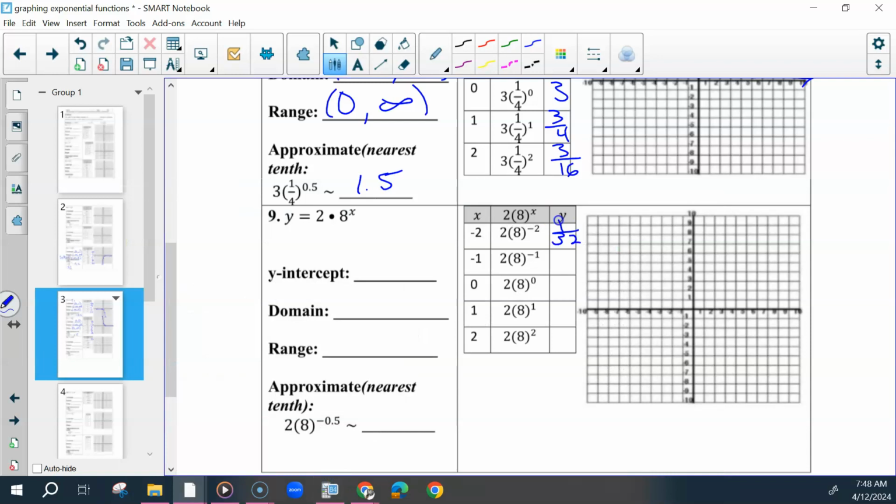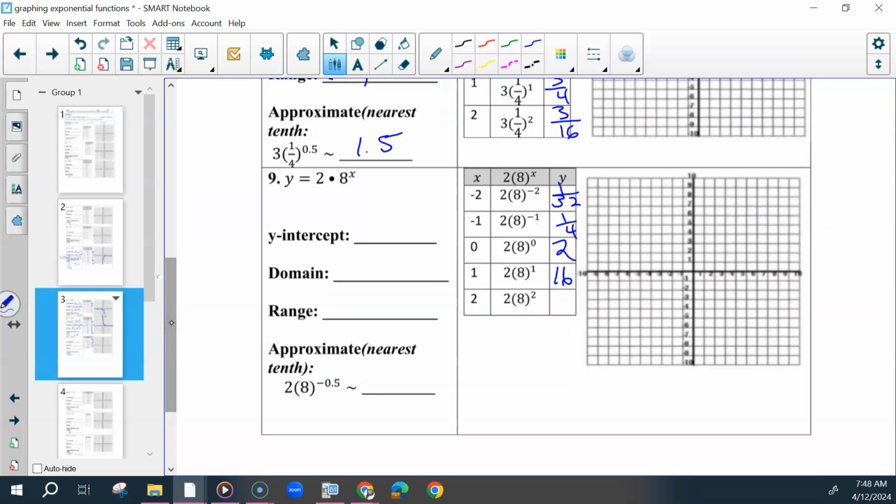But the decimal should match. 2 times 8 to the negative first. 1/8 times 2. 2 times 8 to the 0. 2. 2 times 8 to the first. 16. And 2 times 8 squared. 128. So 64 would be the first part, and then you multiply it by 2.